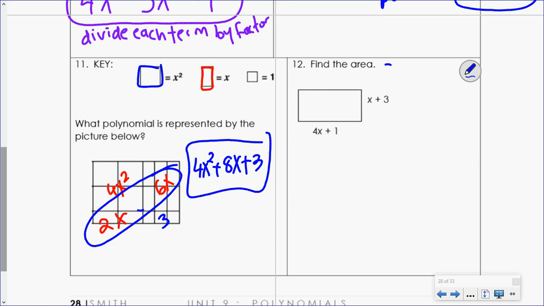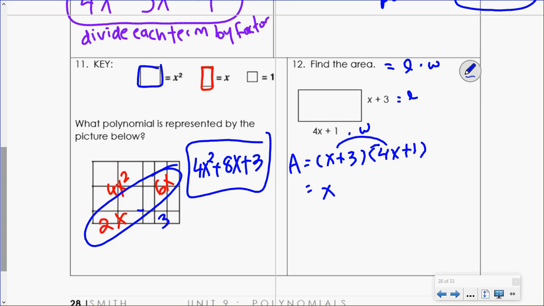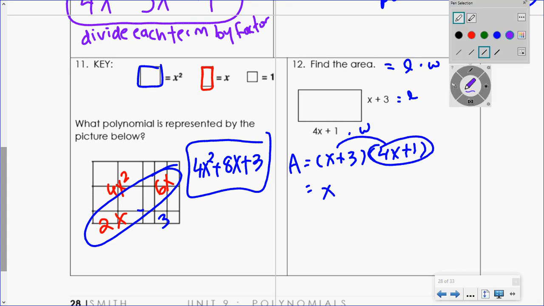Now, finding the area, we're multiplying the length times the width. So this is the length, this is the width. Okay? So that means I have x plus 3 times the quantity of 4x plus 1. I'm going to write this as the area. All right, so x times this second polynomial. So x times 4x plus 1. Then 3 times the second polynomial, plus 3 times 4x plus 1.